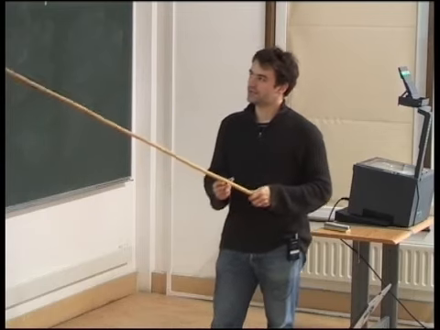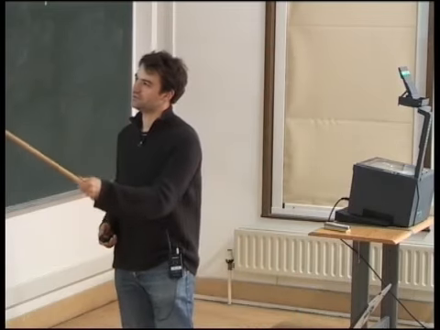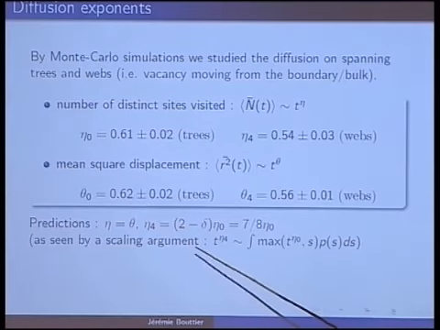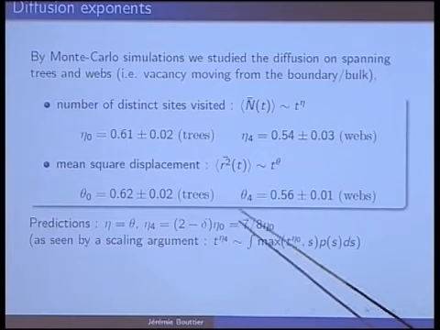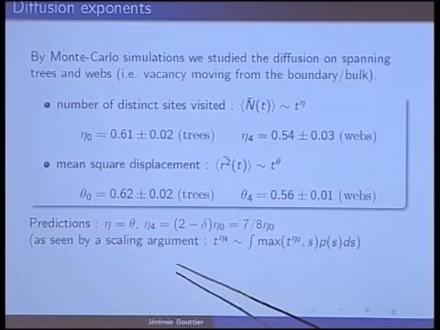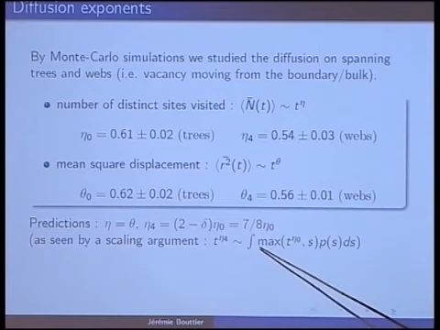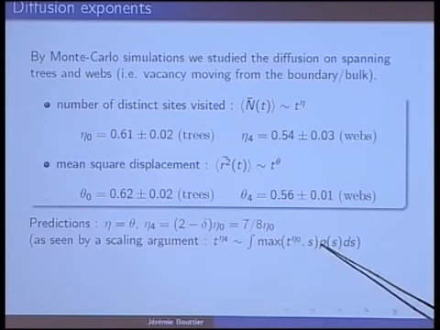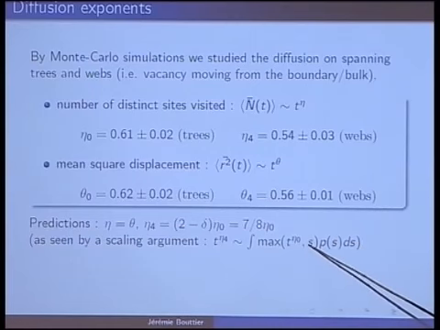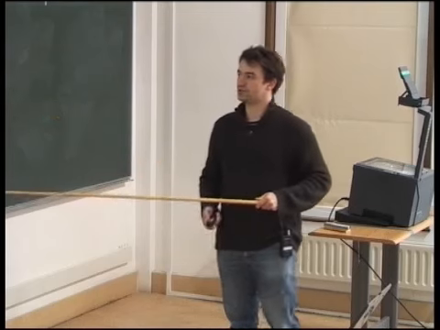So what we get is, well, we can predict that these two are equal, which is not very surprising. The relation between the tree and web exponents would be some scaling relation like this, which you can see by a crude scaling argument, saying that essentially the diffusion in a web looks like the diffusion on a tree for small times. And then at some point, because the tree is finite, and the rate at which the tree is finite is given by the probability distribution of S, it saturates to the maximal value S, which is the maximal number of sites that you can visit. So by doing an estimation of that, you get this scaling relation.